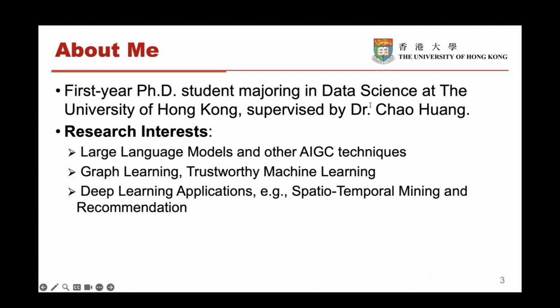Firstly, I'd like to introduce myself. I'm a first-year PhD student majoring in data science at the University of Hong Kong, supervised by Dr. Chao Huang. My research interests mainly lie in large language models and other AIGC techniques, graph learning and trustworthy machine learning, and other deep learning applications such as spatial temporal data mining and recommendation systems.